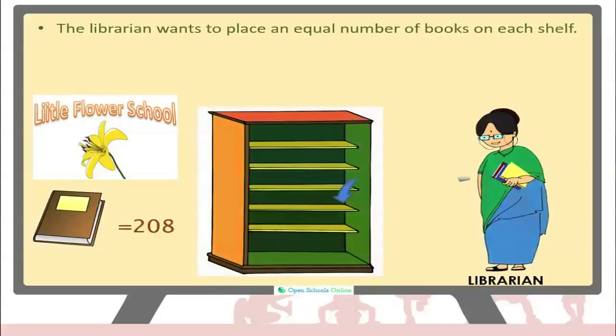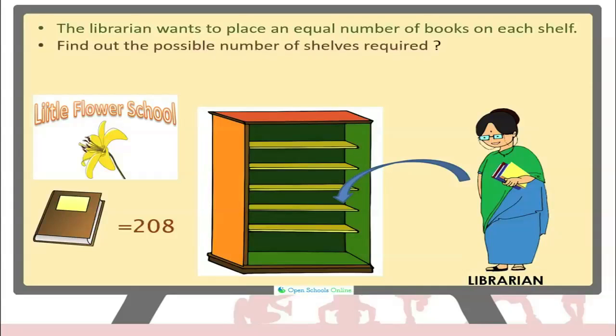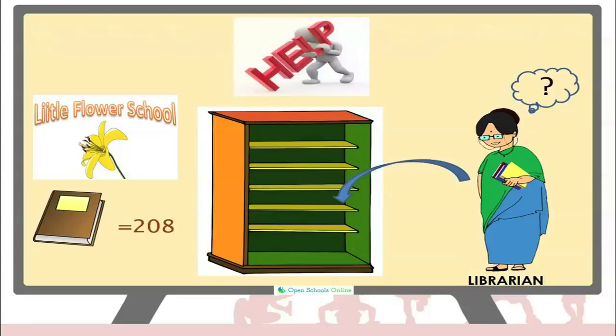So the question that is given to us is that in Little Flower School's library, there are about 208 books. The librarian has to arrange all these books in shelves, keeping in mind that each shelf should have an equal number of books. Now the question is, how many shelves will she require? What will be the answer to this question? Let's help her find out the answer to this question then.